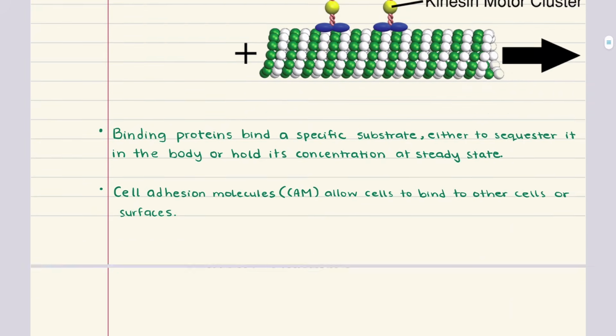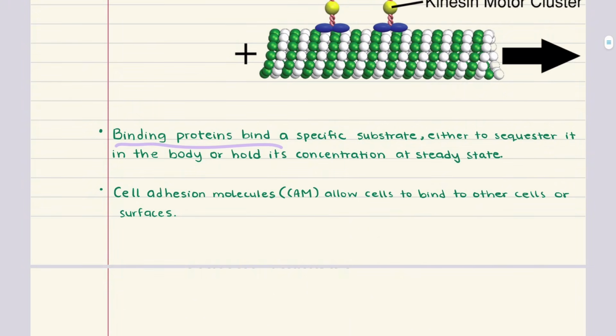Then we have binding proteins. These proteins bind to a specific target, like a hormone, an ion, or a molecule, and they either hold onto it to keep it in place, or they help regulate its concentration. The key point is that they stabilize or transport molecules without modifying them.